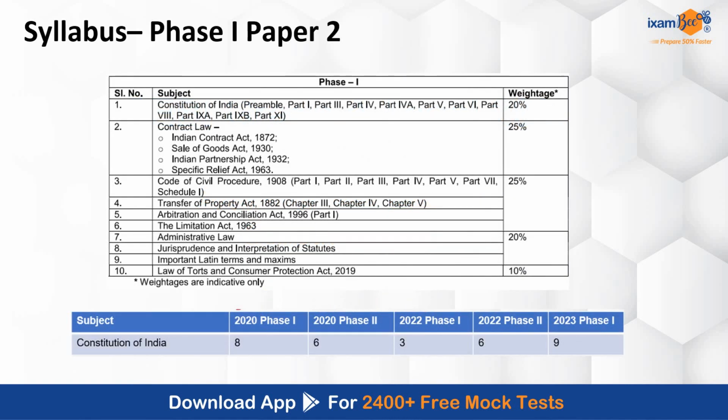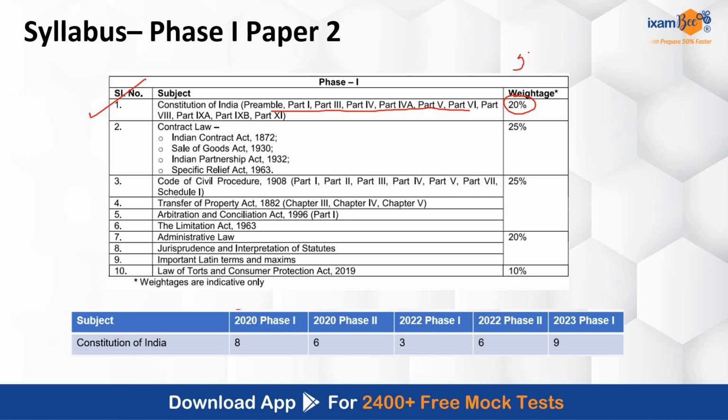Constitutional law holds a weightage of 20% in Phase 1 Paper 2. This topic was earlier also a part of Phase 2, but now Phase 1 and Phase 2 topics are mutually exclusive. The topic of Constitution is present only in Phase 1 now. And the parts are also mentioned that you need to study from Constitution. The weightage for Constitution is 20%.